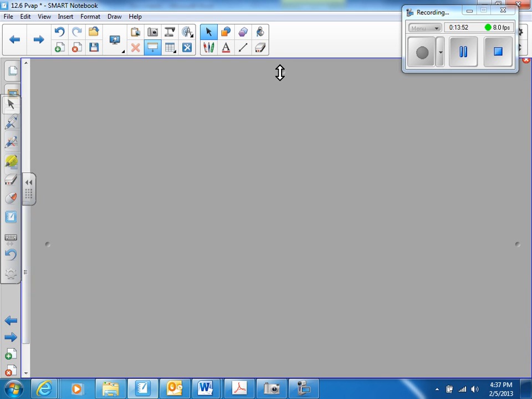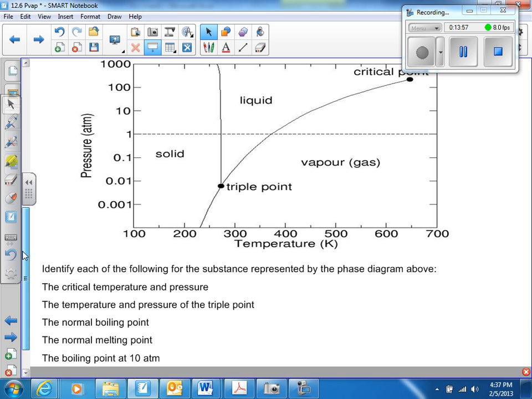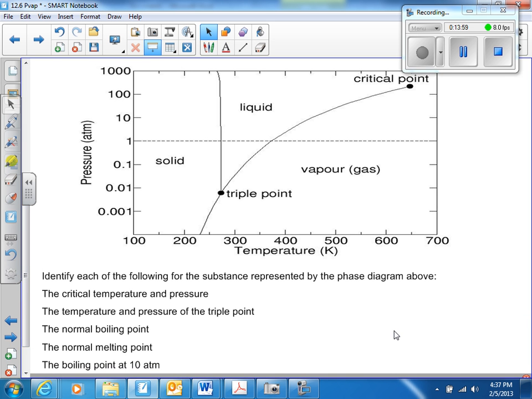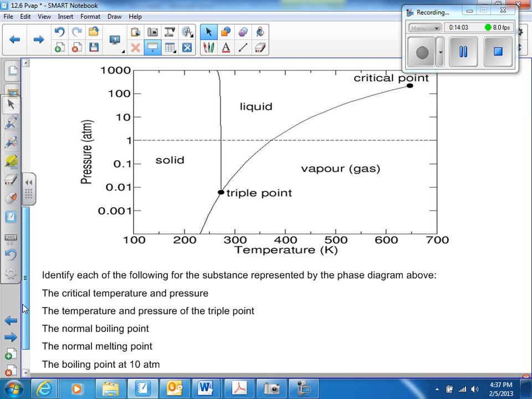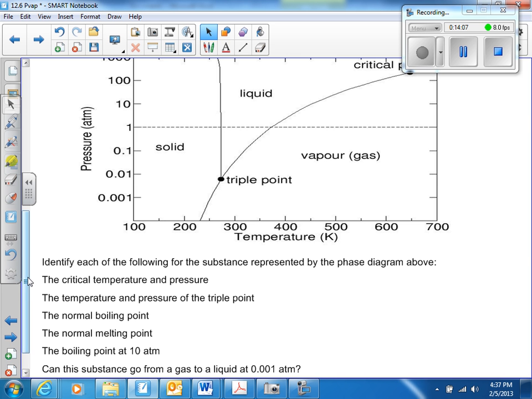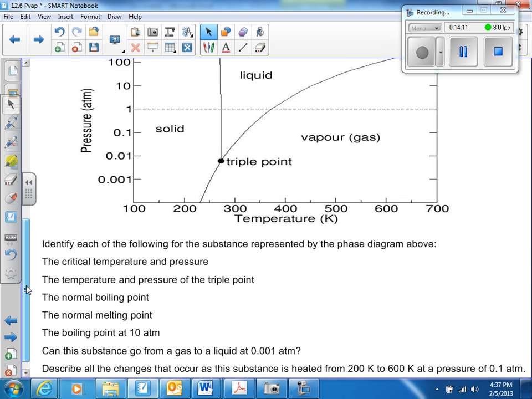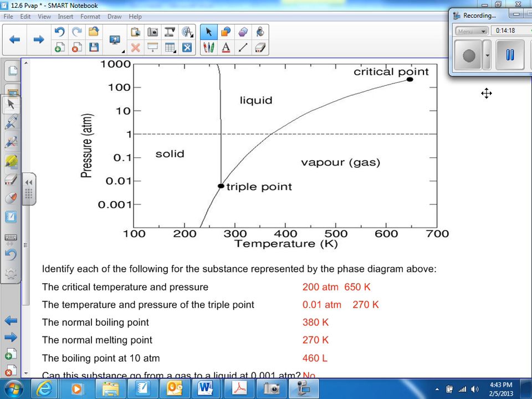All right. Time for some questions. So here's a phase diagram, and you're going to answer these questions. Now, I would advise you to pause the video and look at your notes and answer these questions. I'm about to put up all the answers, so pause the video. Okay, here's all the answers.